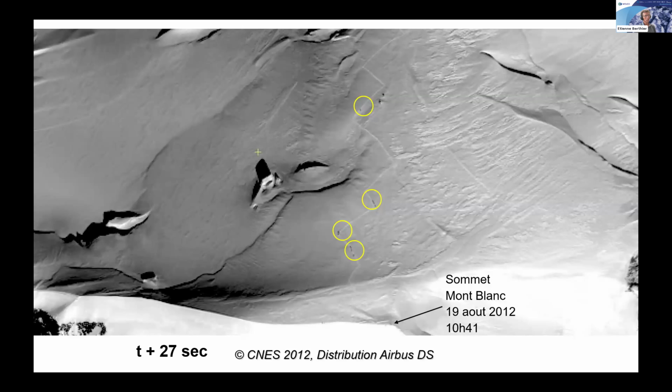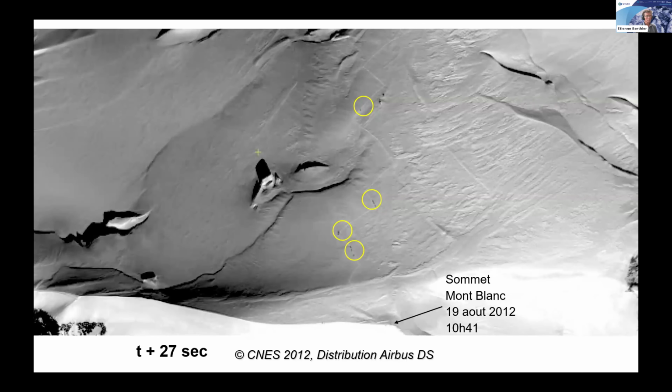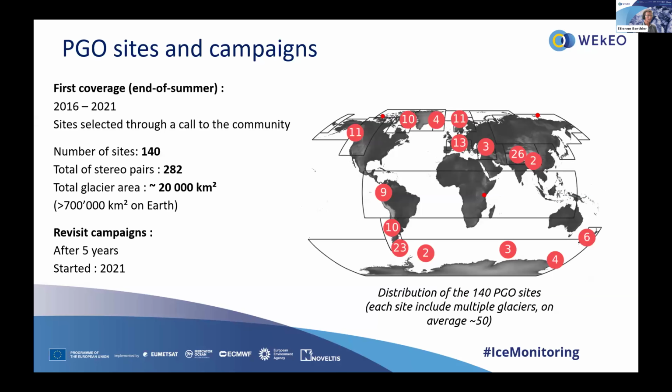Maybe very interesting also for you is to note in the upper right corner, if I animate the images, you can see that the crevasses don't look the same in both images. This is the result of the stereoscopic effect, the fact that the images are taken from two different points of view. And this is the property that we're going to use to generate accurate digital elevation models of the glacier surface. So this is the kind of data that we collect in the Pleiades Glacier Observatory program.